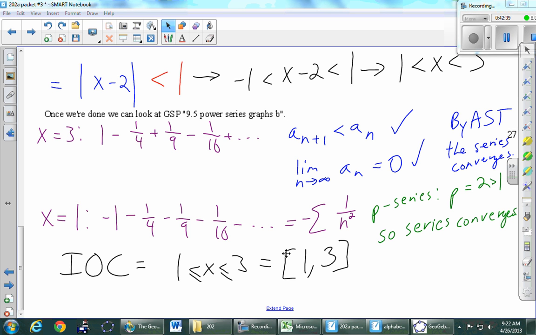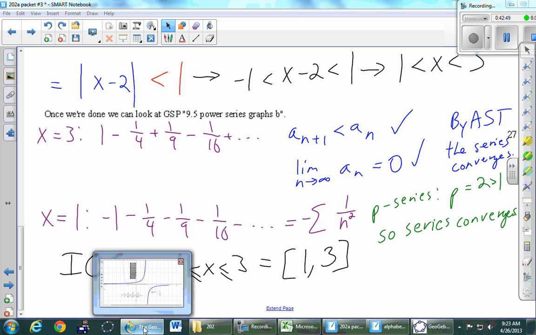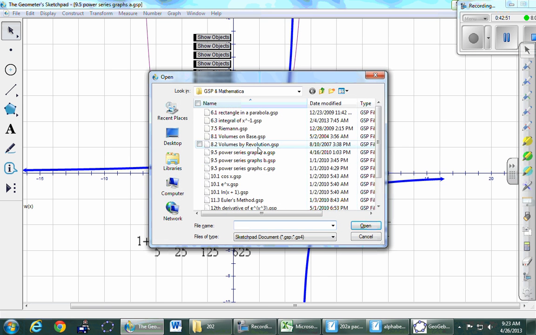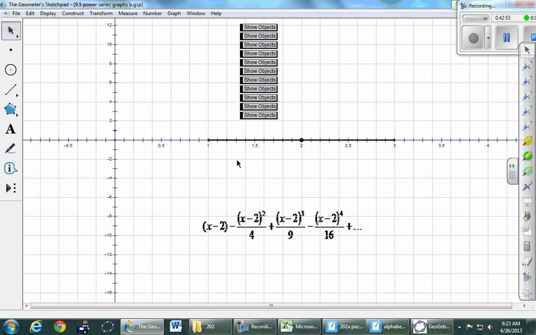Exactly, you leave the equal sign off if it came up divergent on one side. Okay, so I do have a sketchpad we can take a quick look at for this one. Let's see if we can find it, 95B.